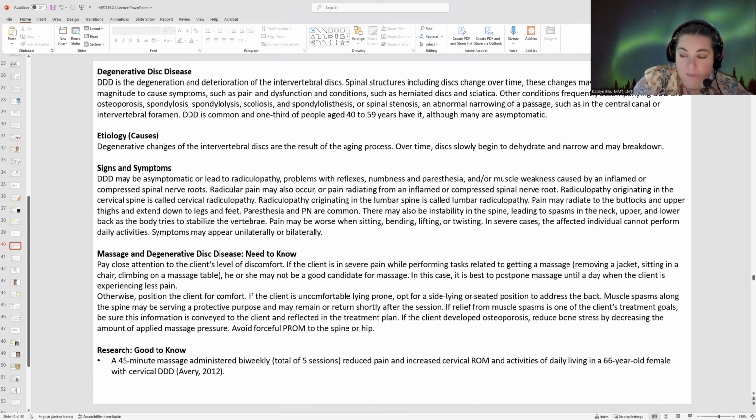If the client has osteoporosis, reduce bone stress by decreasing the amount of applied massage pressure. Light pressure. No forceful passive range of motion to the spine or hip. We do not want to move those discs around.